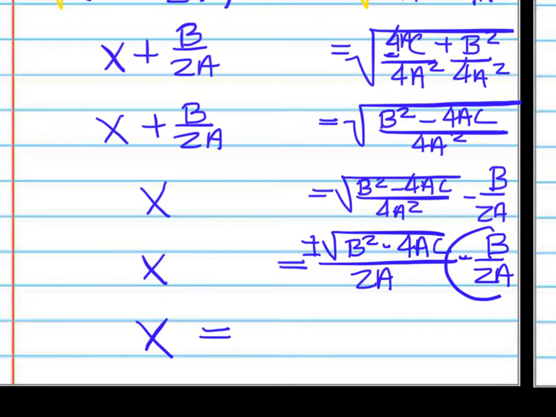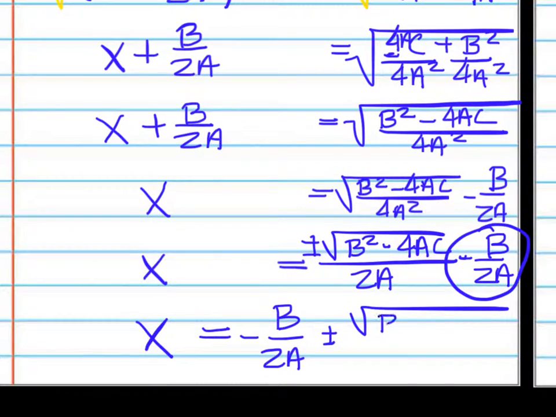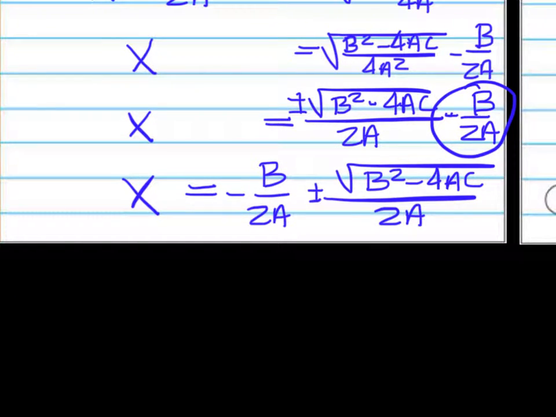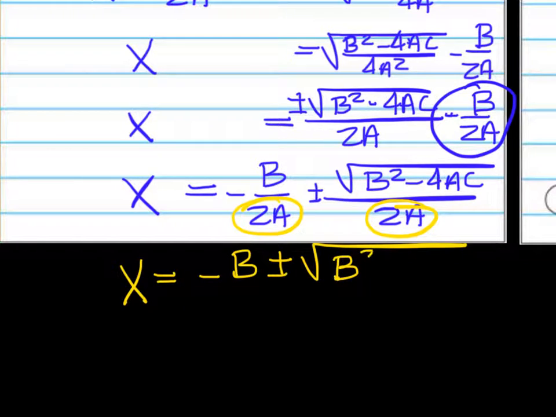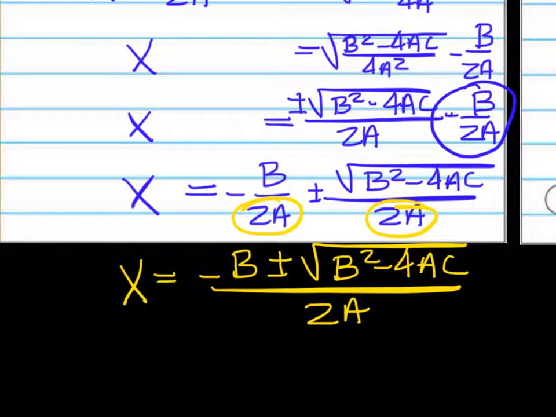If I simply moved this out front, I would have negative b over 2a, and then plus or minus the square root of b squared minus 4ac, all of that over 2a. And then you could finish this off by saying, since these denominators are the same, you would have negative b plus or minus the square root of b squared minus 4ac, all of that over 2a. And that is your quadratic formula.